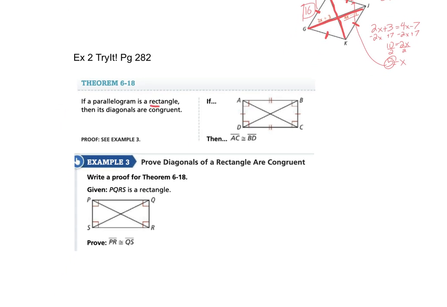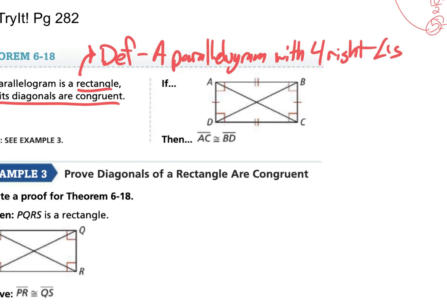So now let's look at a rectangle. If a parallelogram is a rectangle, then its diagonals are congruent. Now we need the defining characteristic of a rectangle. So it is a parallelogram with 4 right angles. That's the defining characteristic of a rectangle. So if we have these 4 right angles, then the diagonals are congruent.